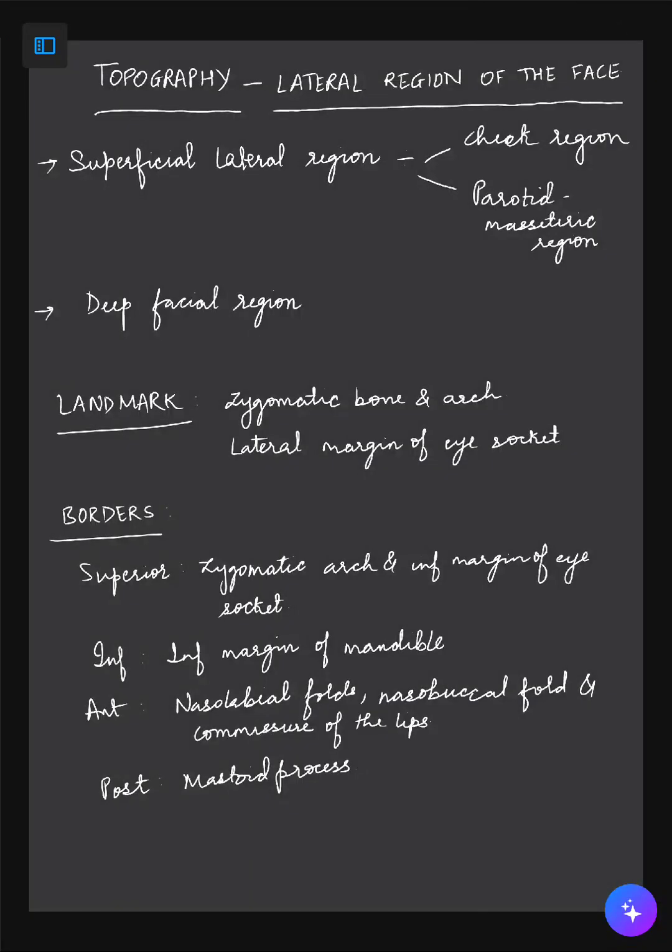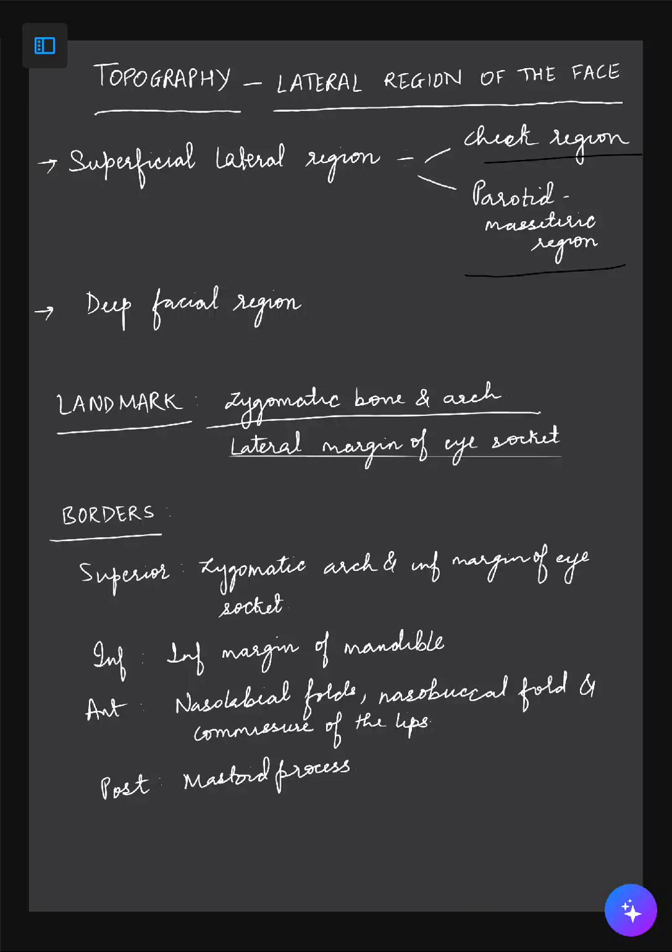Now next we move on to the face: topography of the lateral region of the face. The lateral region is divided into superficial and deep, and the superficial part is divided into the cheek region and the parotid-masseteric region. The landmarks of this lateral region of the face are the zygomatic bone and arch, and the lateral margin of the eye socket.